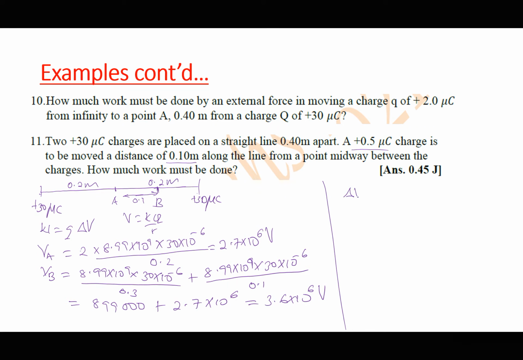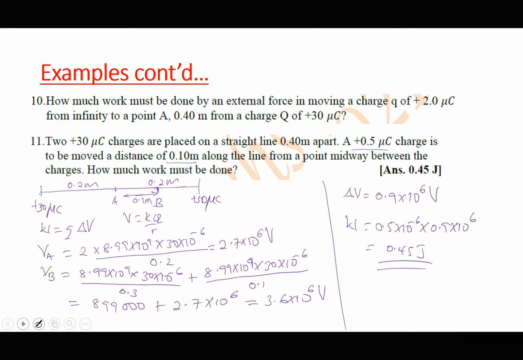Then the change in potential, or difference in potential, is going to be 3.6 minus 2.7. So this is 0.9 times 10 power 6 volts. So the work done is going to be the charge, which is 0.5 times 10 power negative 6, times 0.9 times 10 power 6. When you press your calculator, you get 0.45 joules. So this must be the work done to move from A to B through a distance of 0.1 meters.